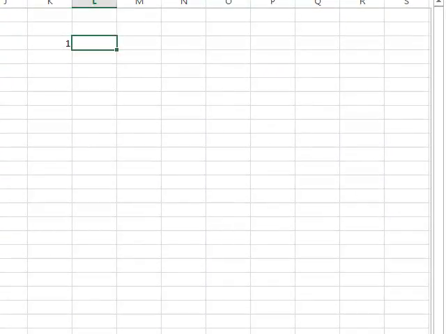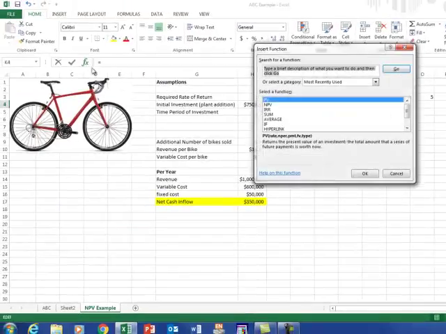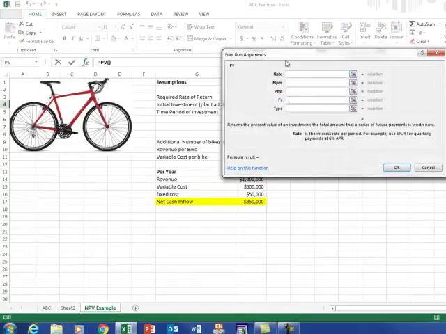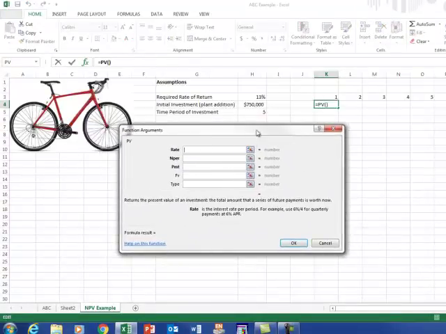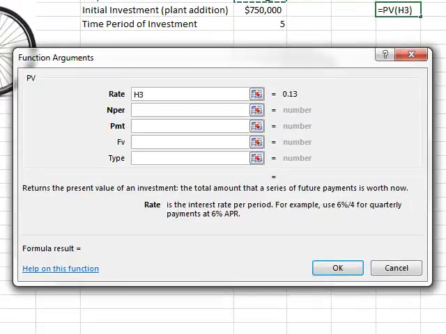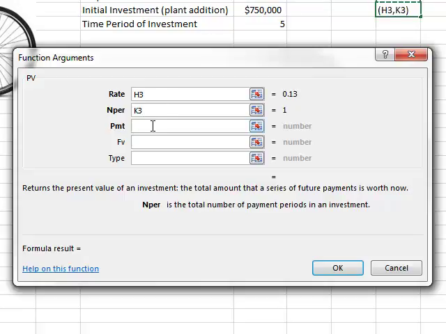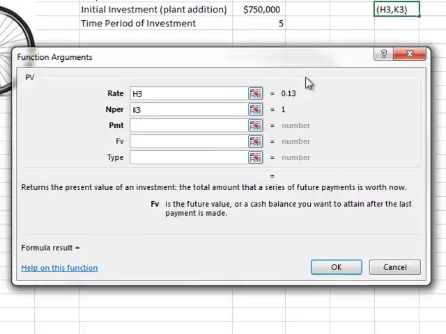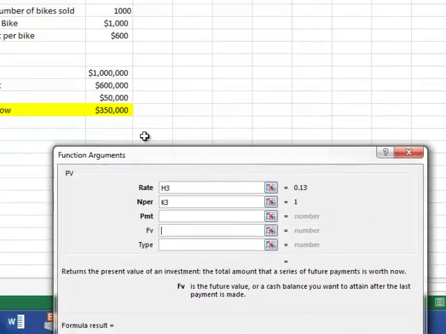So what we want to do is calculate the present value of each cash flow. We can use a function here, so we just take the present value. Now we take the rate, which is 13%. Number of periods is 1. And the future value, we don't want the present value here, the future value is going to be $350,000.